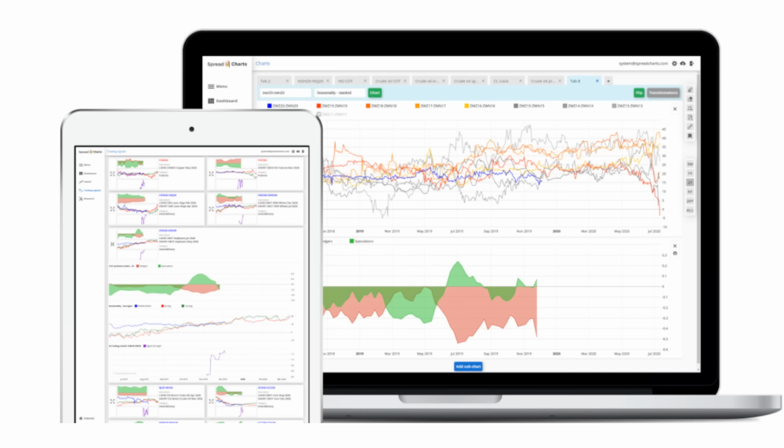Personally, I use the Spread Charts app, which, apart from being free, I think is the best for analyzing a spread. However, you are free to use another software.